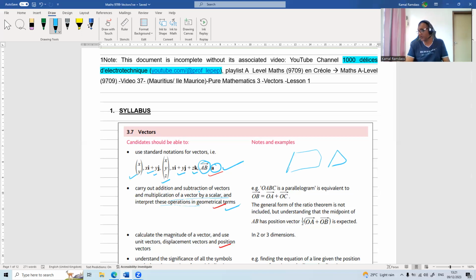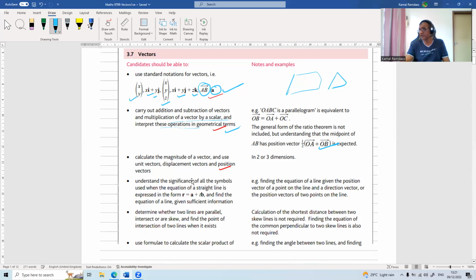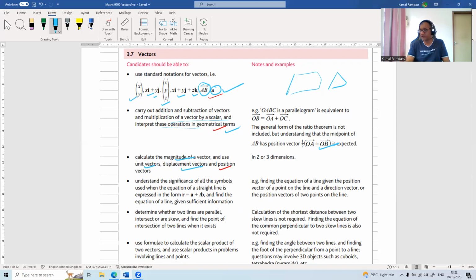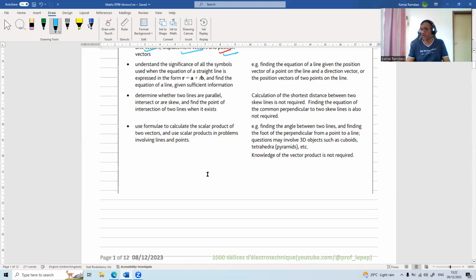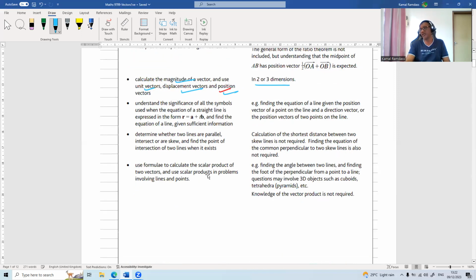I explain the midpoint theorem. Calculate the magnitude of a vector and use unit vectors. We explain unit vectors, magnitude of vectors, displacement vectors, position vectors in 2 or 3 dimensions. I explain all of that. The rest will be in the next lesson. One lesson would be too much, but two lessons will be enough.